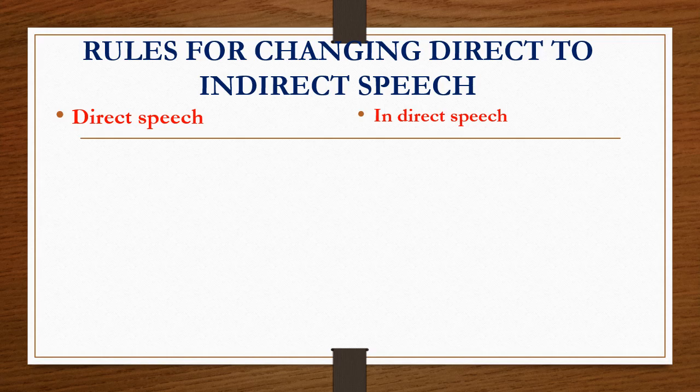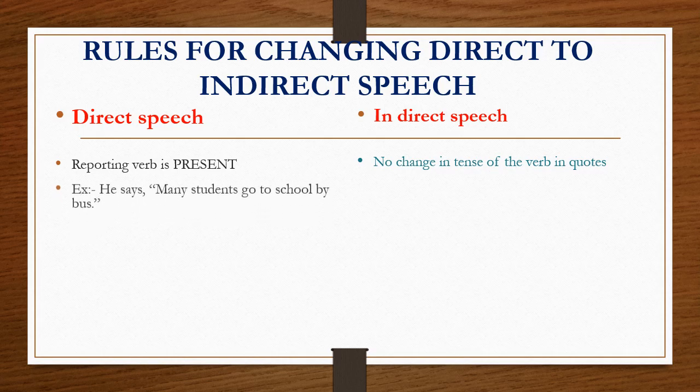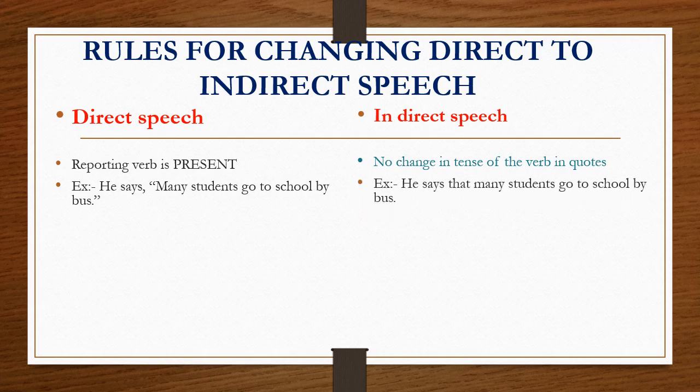Let us learn the rules for changing direct into indirect speech. Here, based on the tense of the reporting verb, let us see how the changes are made. If the reporting verb is in present tense, there won't be any change in the tense of the verb in the quotes. For example, he says, "Many students go to school by bus." Here the reporting verb is says. So in indirect speech it will become: he says that many students go to school by bus. Only the commas and inverted commas are omitted in the indirect speech.